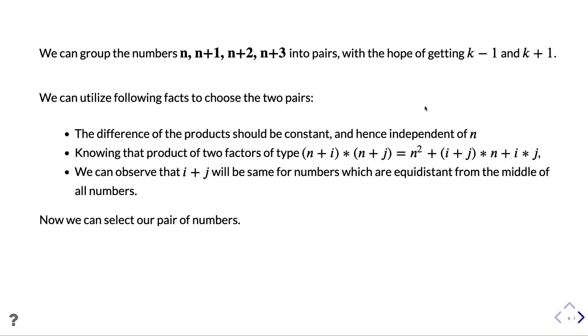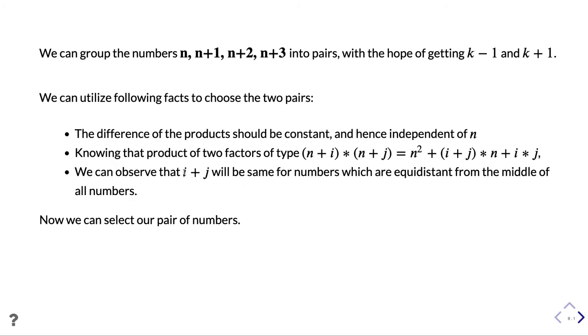And we're also going to utilize the fact that if we have a product of two factors, let's say n plus i and n plus j, then this expands to n square plus (i plus j) into n plus i into j. So basically the part which is independent of n is i into j, and the part which depends on n is n square plus (i plus j) into n.